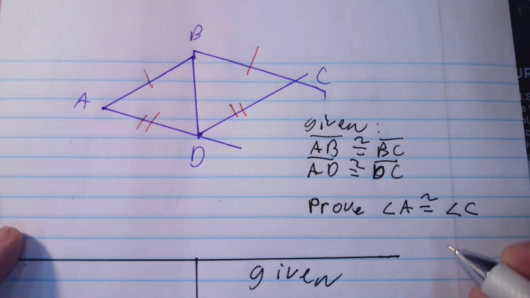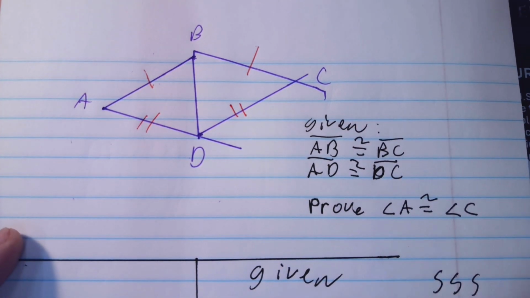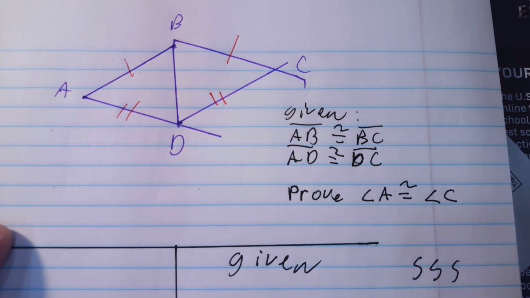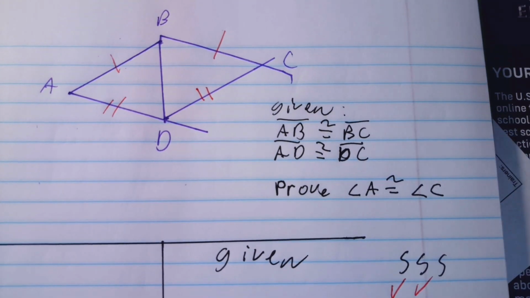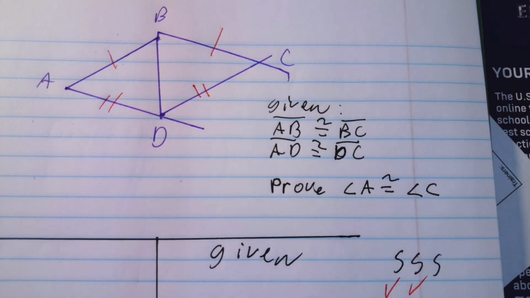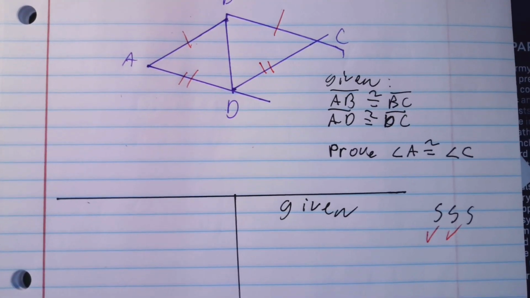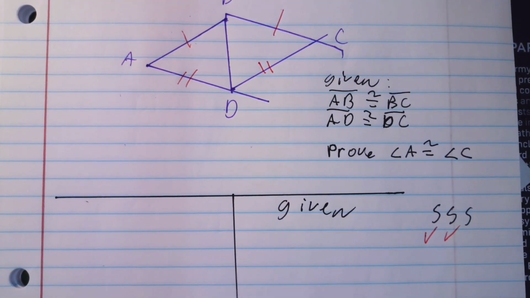Okay. Your little plan right here: go do the SSS, and already I got this one and this one. So I just need to prove one side, and then we're going to try to figure out how to prove those two angles congruent. I'm going to see if I'm zoomed in. I feel like I am. Nope.